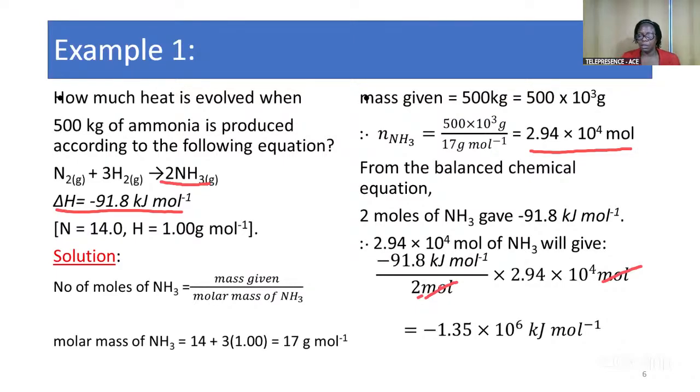And then you do the multiplication, and that is the answer. It's simple and straightforward. So you work from mass to number of moles, and then you compare the balanced chemical equation to know how much heat will be evolved by that mass.